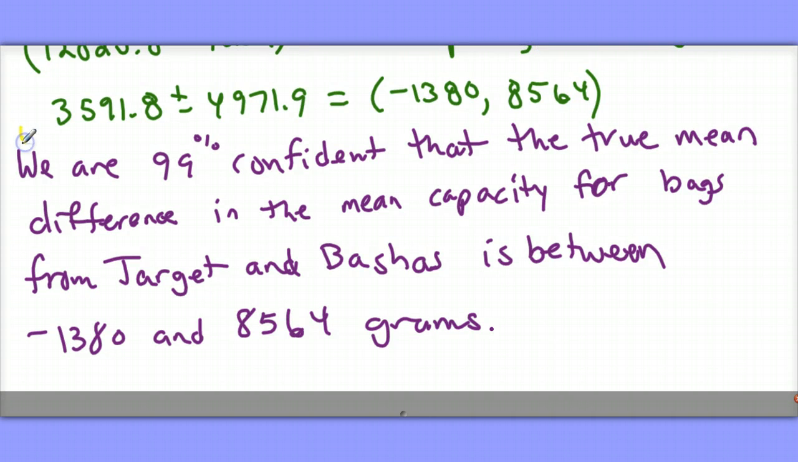So this confidence interval right here. We are 99% confident that the true mean difference in the mean capacity for the bags, for all bags, not just these 5 bags, but for all bags from Target and Bashaw's, is between negative 1,380 and 8,564 grams. In other words, it's possible, since 0 is in this interval, that the bags could hold on average the same amount of weight or have the same capacity.